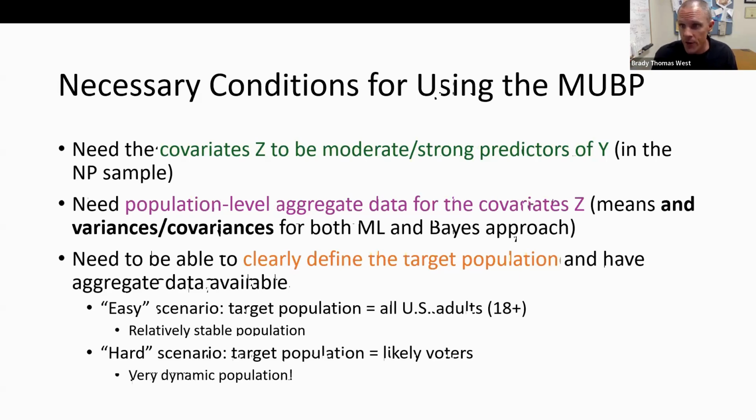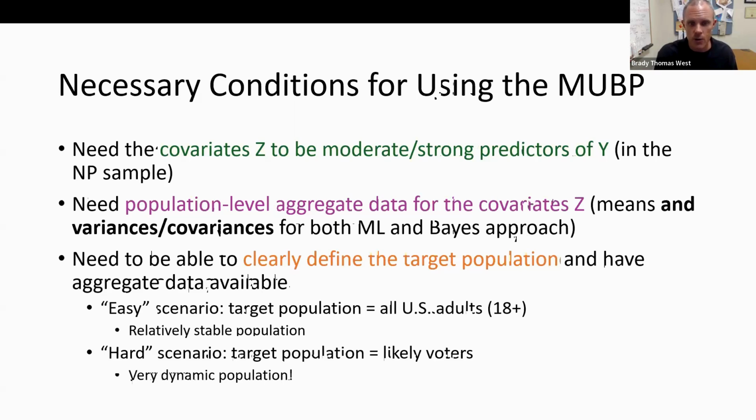We also need a clearly defined target population. Who is the population that we're really talking about? Because that's going to dictate what population source we use to come up with those aggregates on the predictor variables Z. An easy scenario would be where the target population is all US adults. It's a stable population, and we have a good idea what that population looks like sociodemographically.